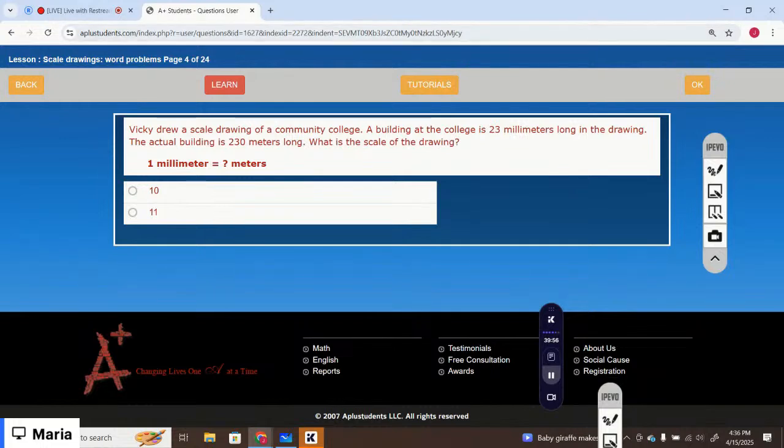Vicky drew a scale drawing of a community college. A building at the college is 23 millimeters long in the drawing. The actual building is 230 meters long. What is the scale of the drawing? That is 10 meters. Option number one is the correct option.